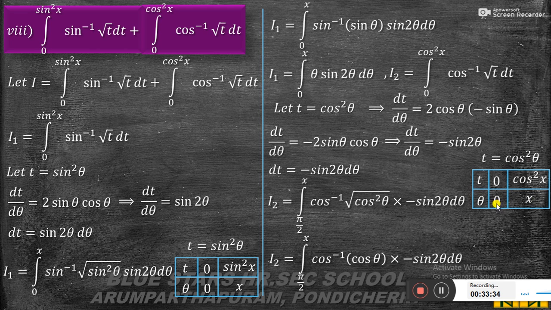So here pi by 2 to x, cos inverse of square root, here we substitute the functions. This is the I2 integral, I substitute, that means pi by 2 to x, cos inverse of, the t substitution is t equal to cos square theta, and dt equal to minus sin 2 theta d theta. So the next step, square root and square cancelled, therefore cos inverse of cos theta into minus sin 2 theta d theta. So the next step we write it, integral pi by 2 to x, cos inverse of cos theta into minus sin 2 theta d theta.